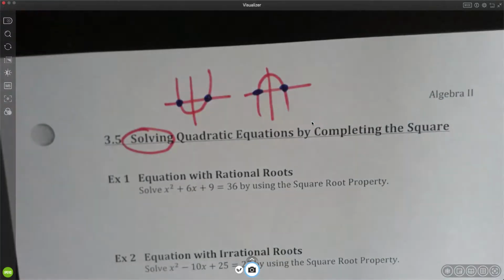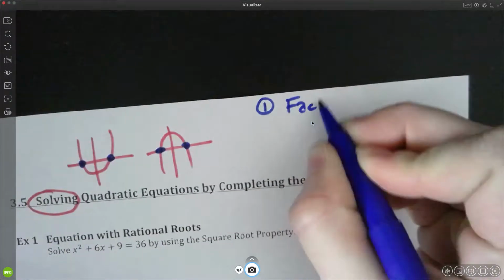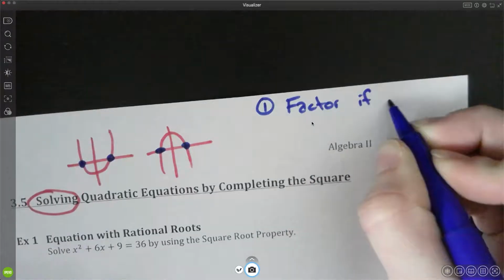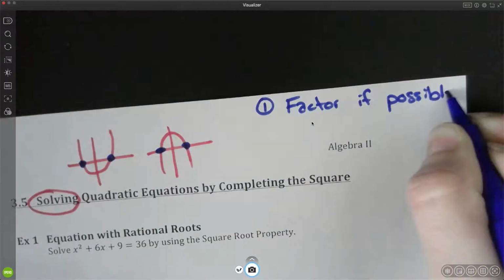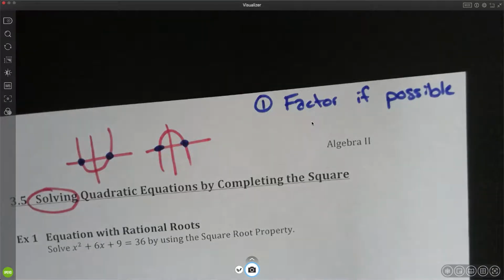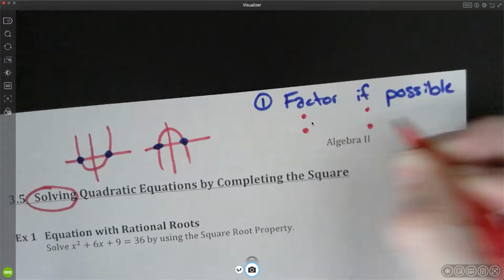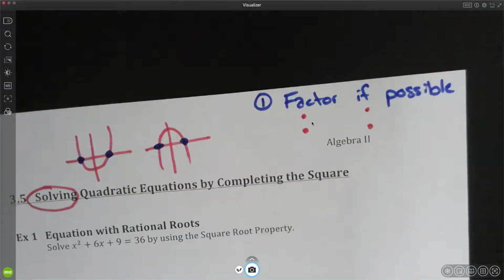Okay? Now, first and foremost, we want to factor if possible. Okay, there's 4 methods of factoring. We talked about those in the last section. What are the 4 methods? What is a way to factor? What are your ways of factoring?